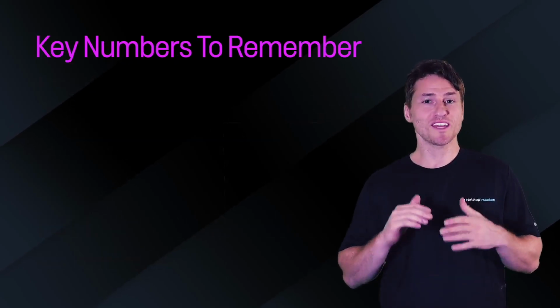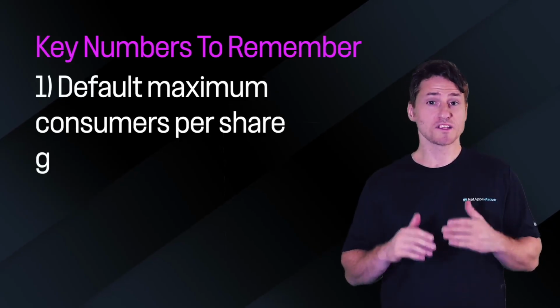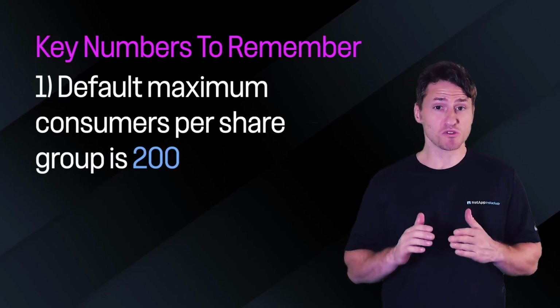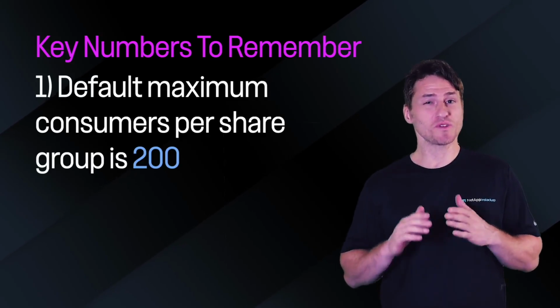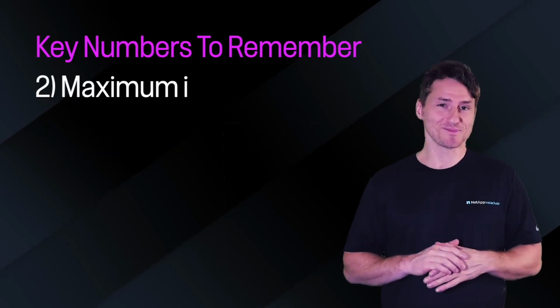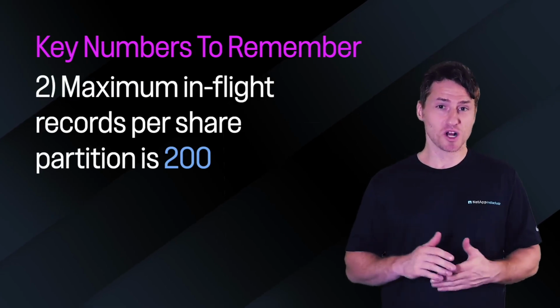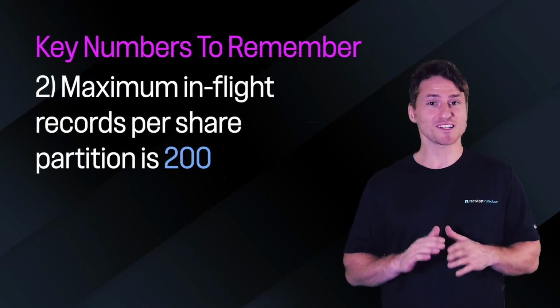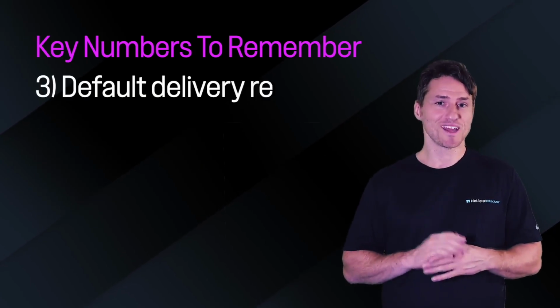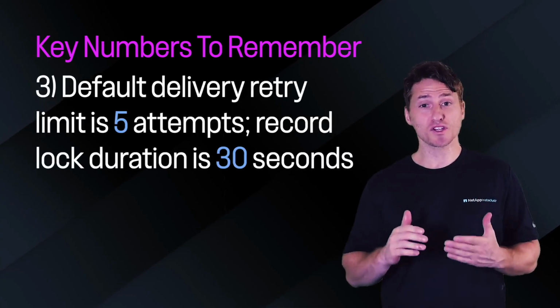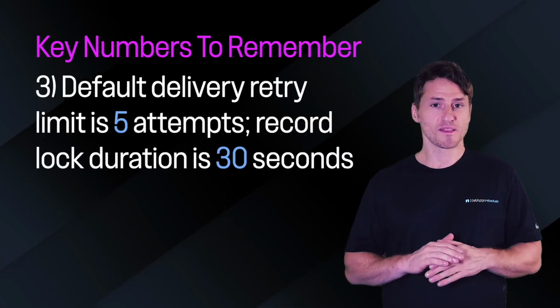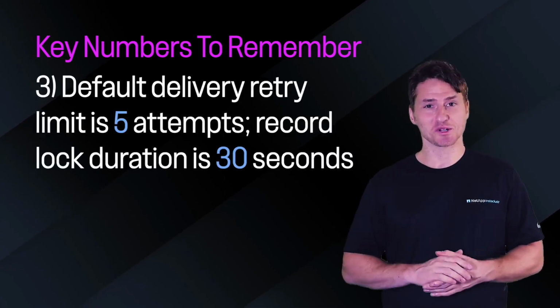So here are the key numbers to remember. 1, the default maximum consumers per share group is 200, though you can push it up to 1,000. 2, maximum in-flight records per share partition is 200, but that's becoming 2,000 in version 4.1. And 3, the default delivery retry limit is 5 attempts, and the record lock duration is 30 seconds.